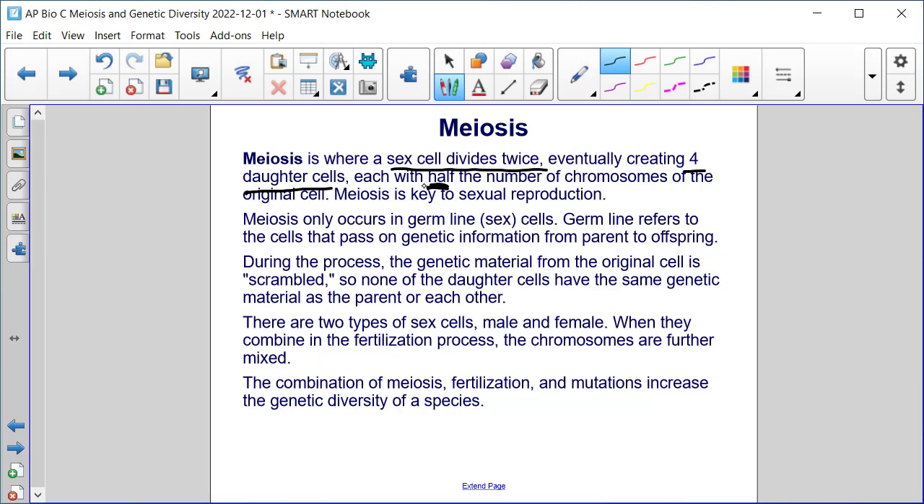During the process, the genetic material from the original cell is scrambled, so none of the daughter cells have the same genetic material as the parent or each other. There are 2 types of sex cells, male and female. When they combine in the fertilization process, the chromosomes are further mixed. The combination of meiosis, fertilization, and mutations increase the genetic diversity of a species.